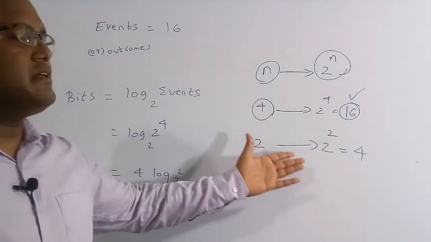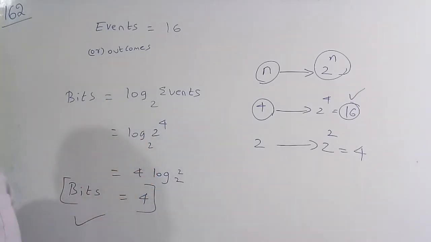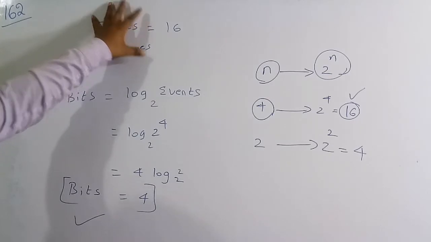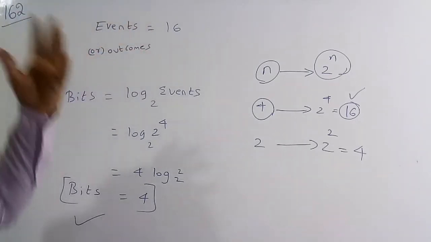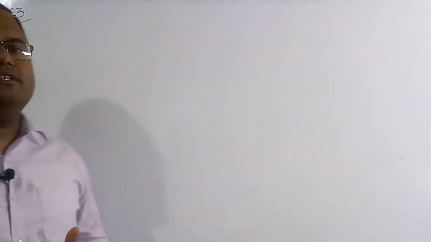So either you can go by this method or you can go by this formula. So always you are going to get the same result. So therefore if the total number of outcomes or events is 16, in order to represent that, the number of bits which are required is 4 bits. So now we are going to solve the 163 question.